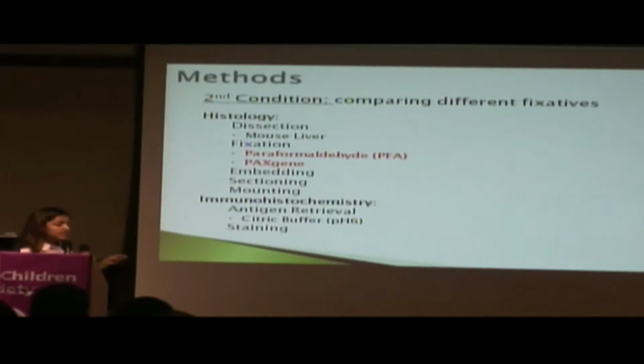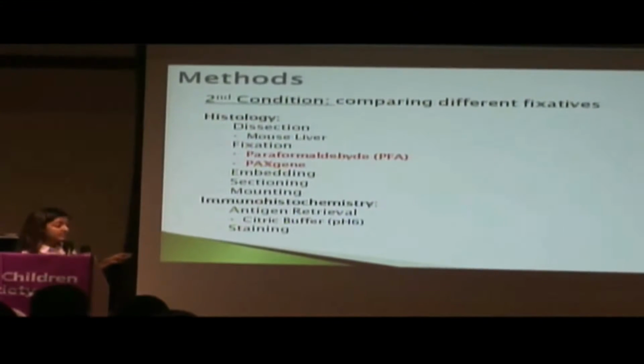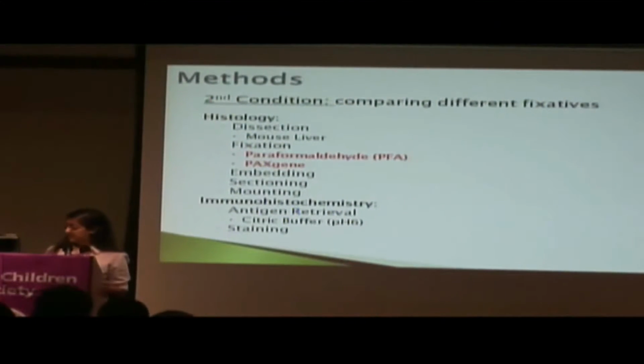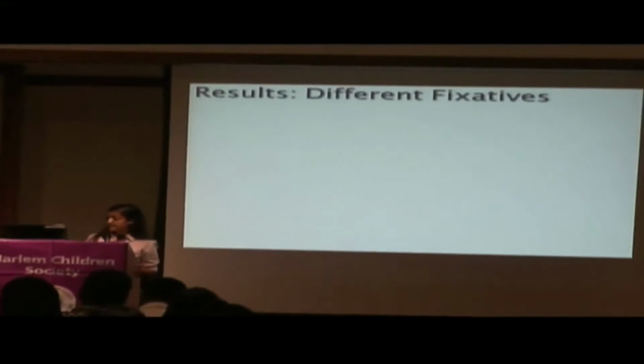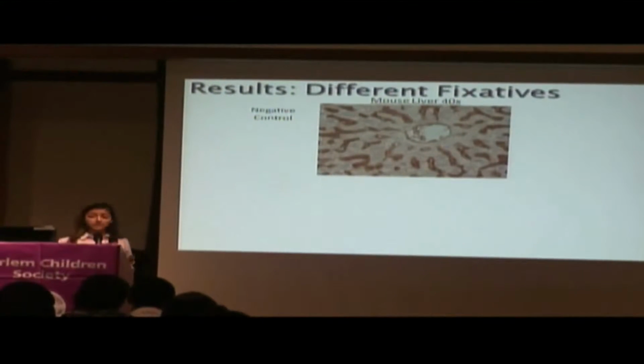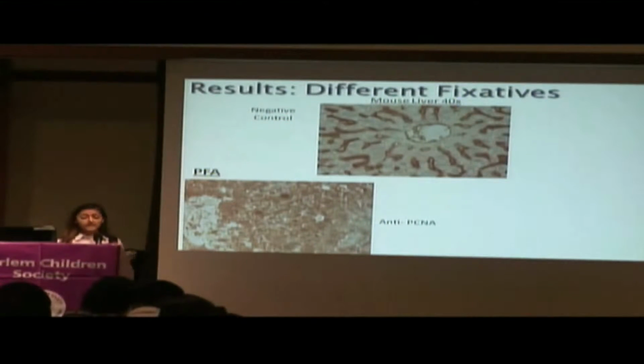So once we know that it works in the mouse tissue, we're going to test different fixation methods, paraformaldehyde versus PAXgene, and we're going to keep the same standard lab antigen retrieval method of citric buffer. And this was the mouse liver we used, and you can see all the nuclei are not stained brown. There's just more background staining.